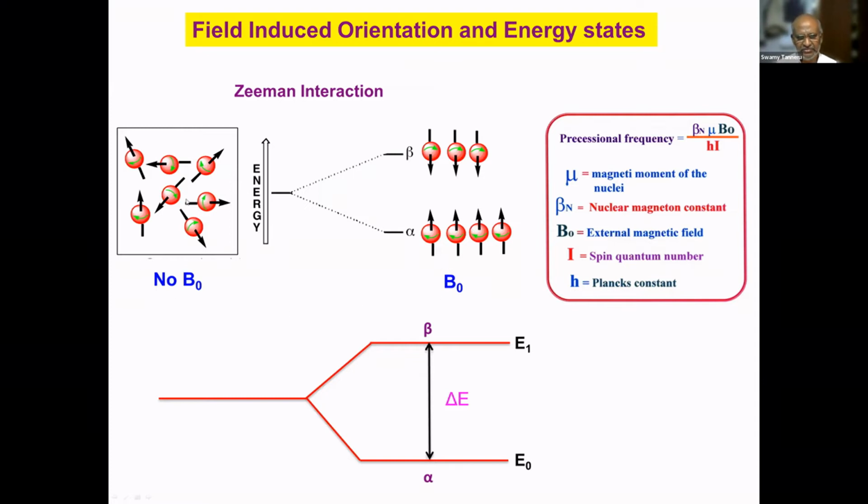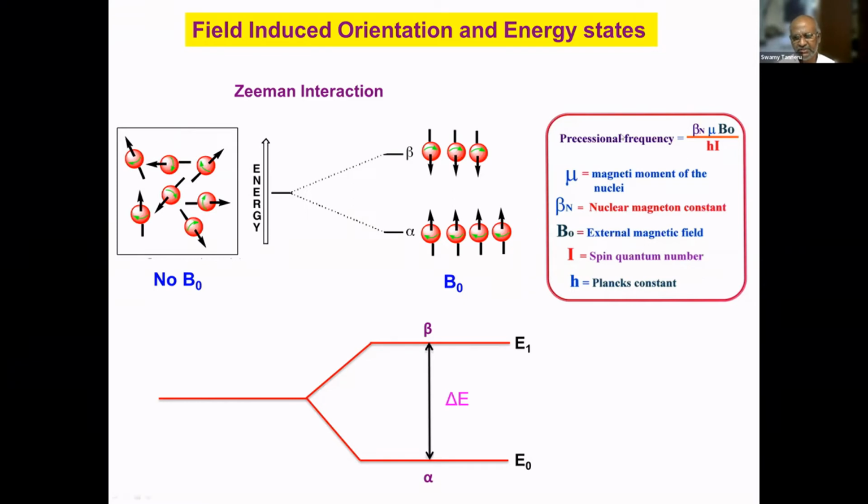When you remove the magnetic field, the orientation will be like this, so alpha and beta states will not exist. So essentially, the magnetic field is important for running NMR. In the absence of a magnetic field, the NMR phenomenon will not take place. This is pictorially represented. One energy state is getting split into two energy states because of the applied magnetic field. They can be termed alpha and beta, or E0 and E1, or E1 and E2. This delta E difference is suitable for radio frequency. That's why in NMR, radio frequency is used for exciting the protons.